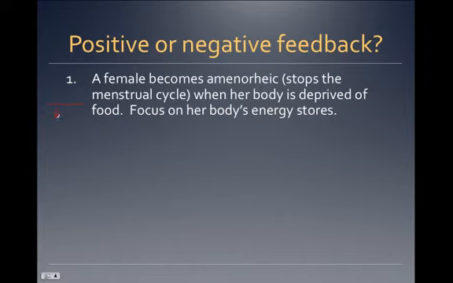If she were to menstruate, then that would deplete her energy stores even more, which would be more positive feedback. But instead, her body stops menstruation, she becomes amenorrheic. So this allows her to hold on to those energy stores to try to help maintain homeostasis. So in this case, this is actually a negative feedback mechanism. She's trying to maintain her energy stores to be constant.